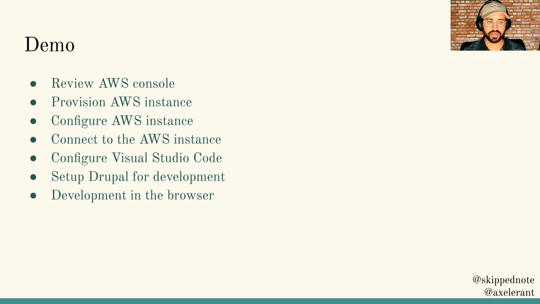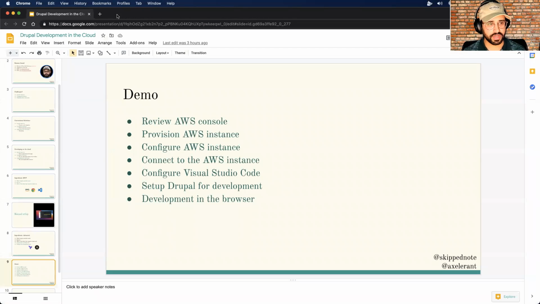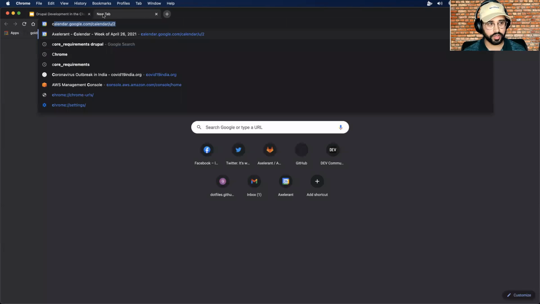Then we will configure our IDE. After that is done, we will install Drupal. We'll see how the development works. And finally, we'll see how we can develop in the browser. So in case we don't have our laptops with us, in case we have an iPad or a phone, in fact, we can still continue doing the development. So let me quickly jump in and let's start by reviewing my AWS console.